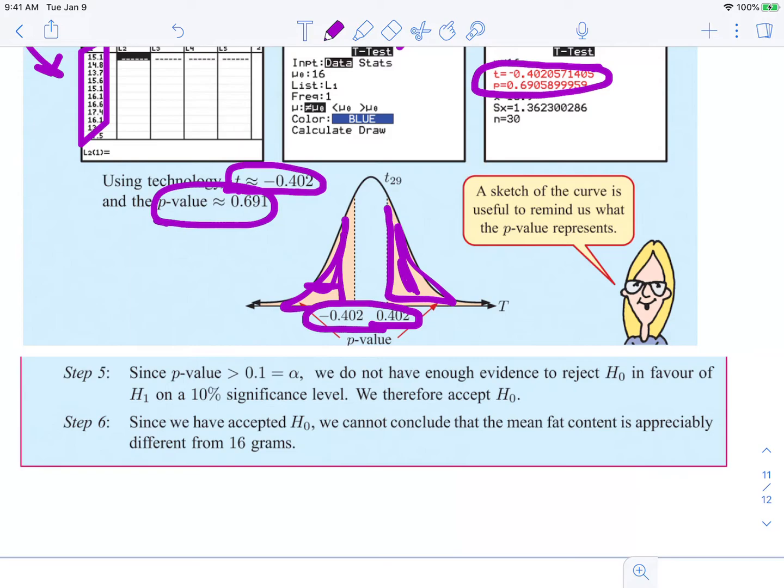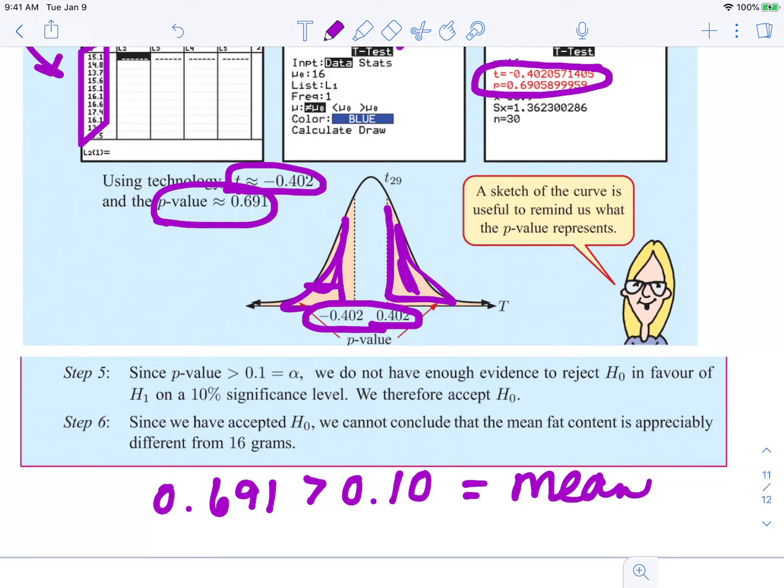Now, step 5, what happens? The p-value, which was 0.691, is greater than 0.10, which equals the significance level. We do not have enough information or evidence to reject the null hypothesis H0 at the 10% significance level, therefore we're going to accept that null hypothesis.